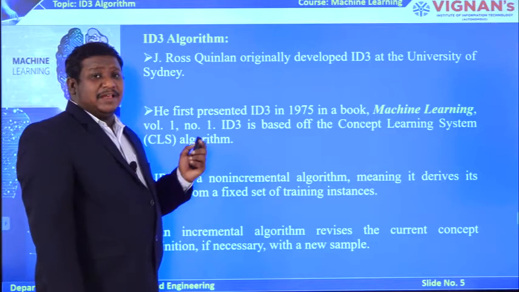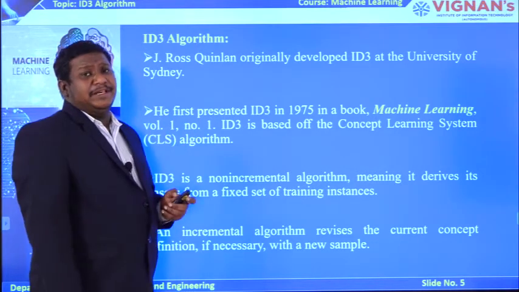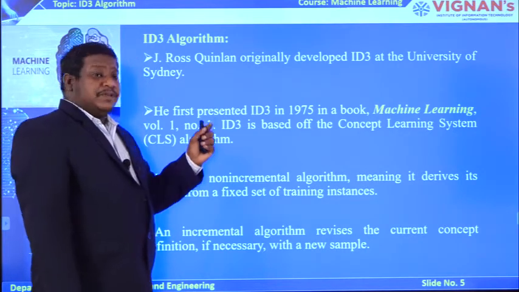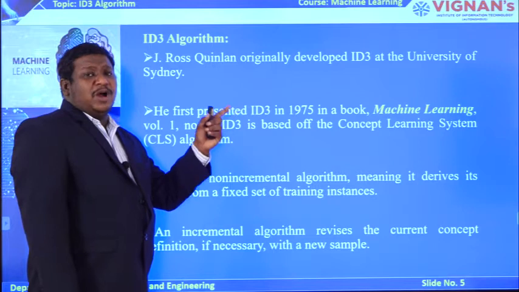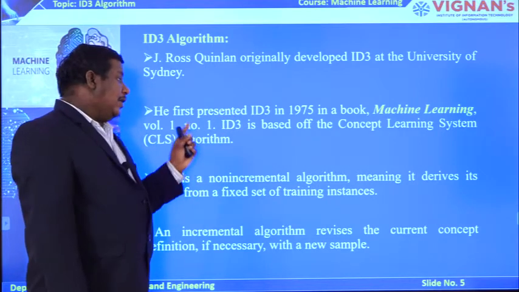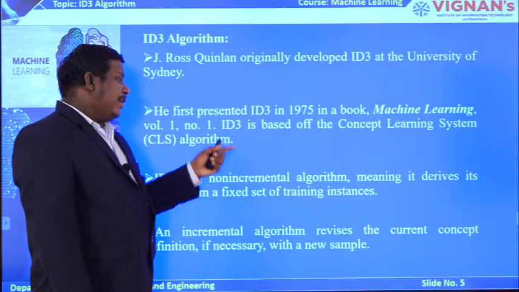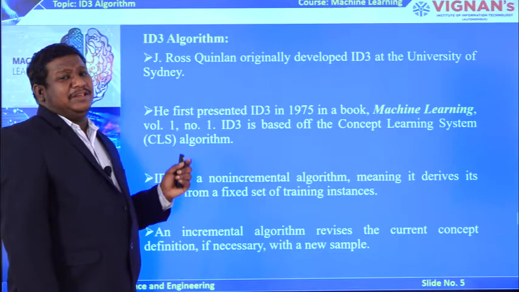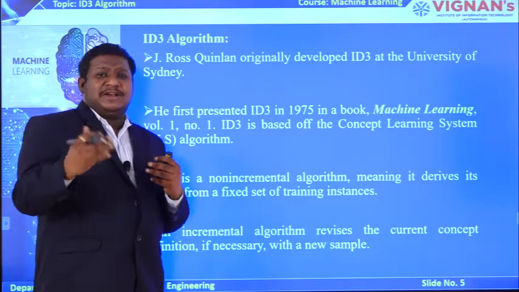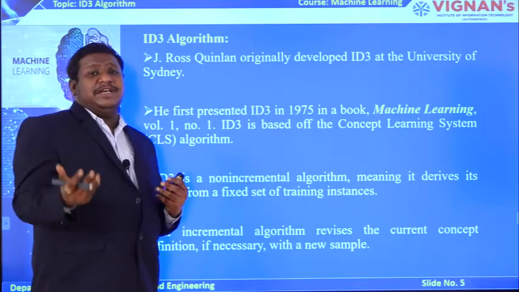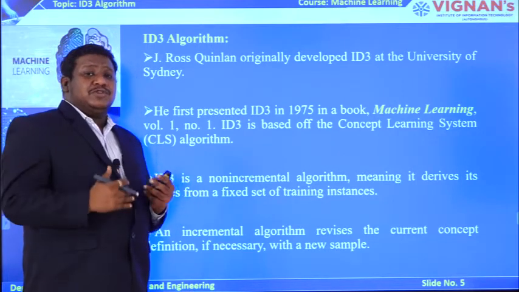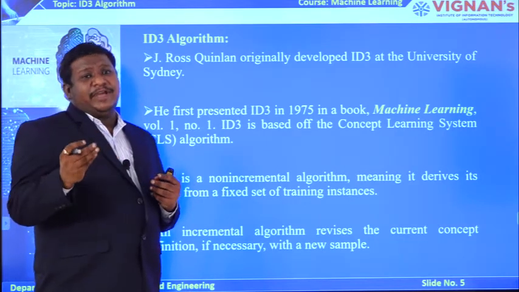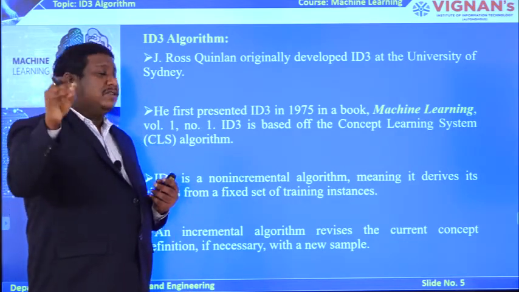So the ID3 algorithm was developed by Ross Quinlan in 1975. He published it in the Machine Learning textbook, and the algorithm is based on the Concept Learning System algorithm. It is a non-incremental algorithm that derives its classes from a fixed set of training instances, where the number of instances in the training set is fixed. Whenever ID3 is used, it derives its classes from the training set, in which the number of instances is fixed.